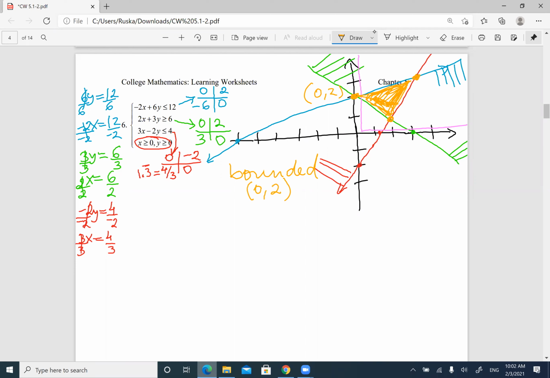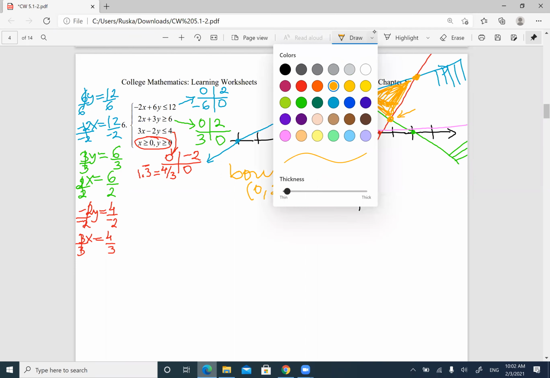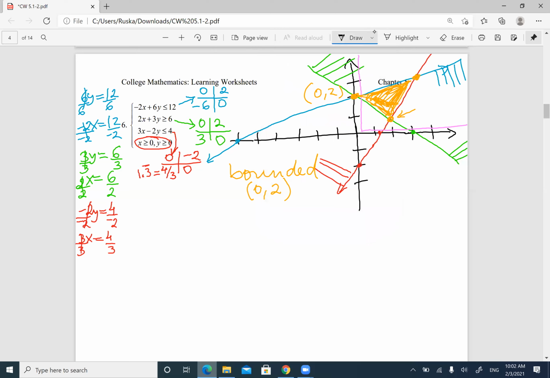Now, if I want to find this one, I have to solve the system of equations between the red and the green. So I'm going to copy the red equation, inequality, like equation: 3x minus 2y equals 4. That's the red one. And the green one is 2x plus 3y equals 6. So when I solve this, I'm going to get this point here. Okay?